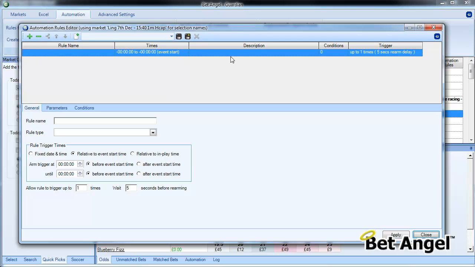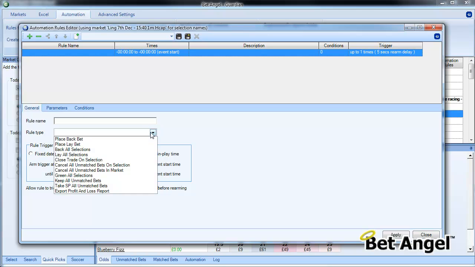So there's no obligation to have just one rule in a market. You could actually put as many as you like, doing as many different things as you like simultaneously. But in the general area, you can place opening bets relative to a fixed date and time, the event start time, or the in-play time. You can nominate how many triggers you want, and you can apply the following rules.